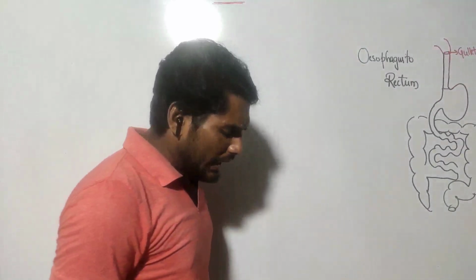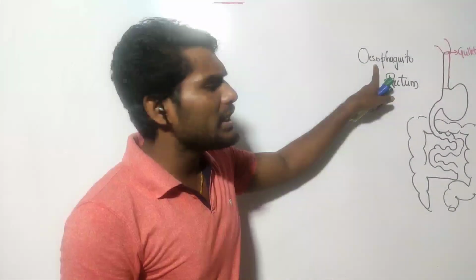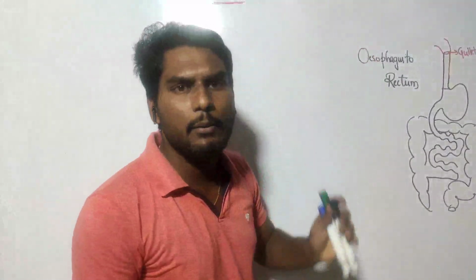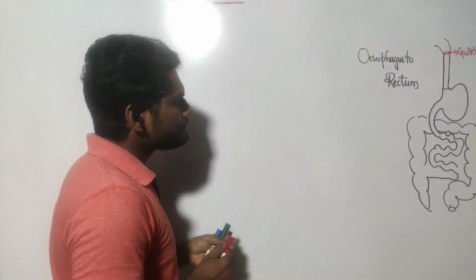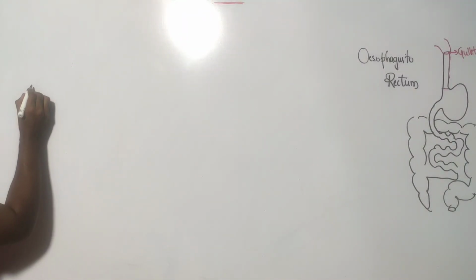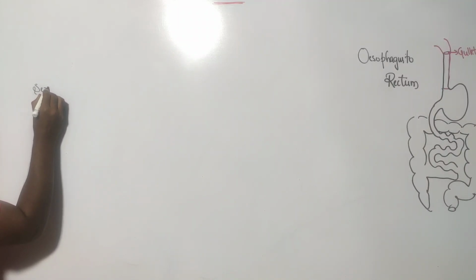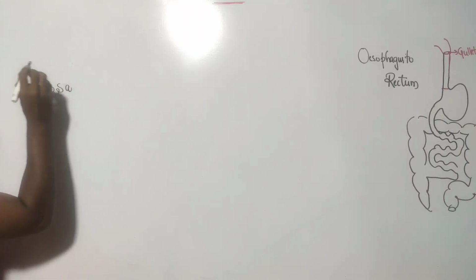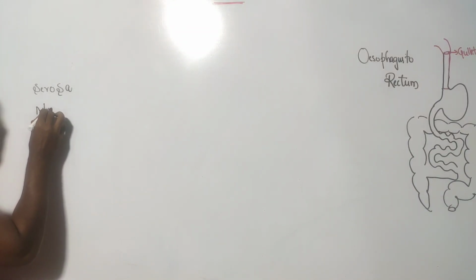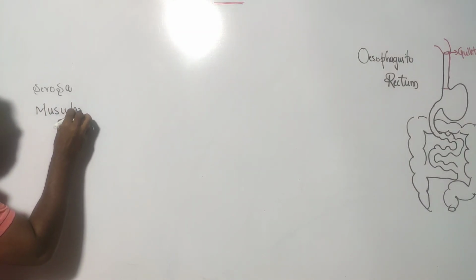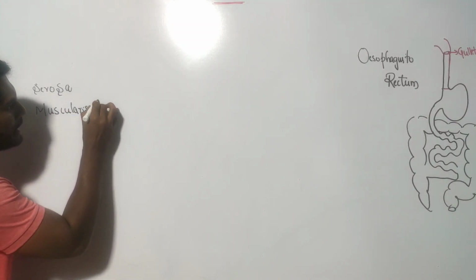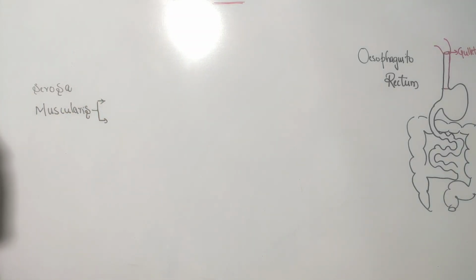Now let's discuss about this esophagus only. Why? Because the layers start from the esophagus and they continue up to where? Rectum. So one by one, let's see about the esophagus. What are the layers? I told that 4 layers are present. The first outer layer is serosa. Serosa is followed by the muscularis layer. And in the muscularis layer, 2 types of muscles will be present.